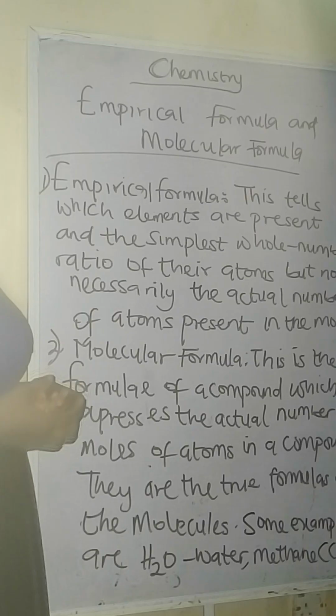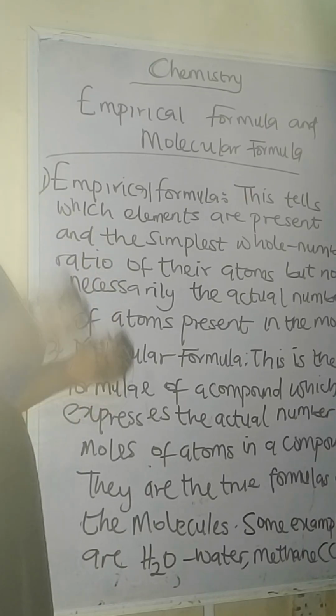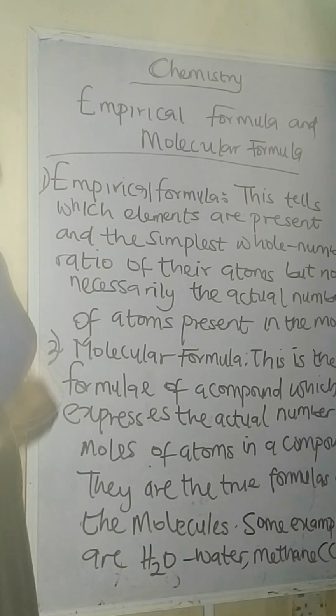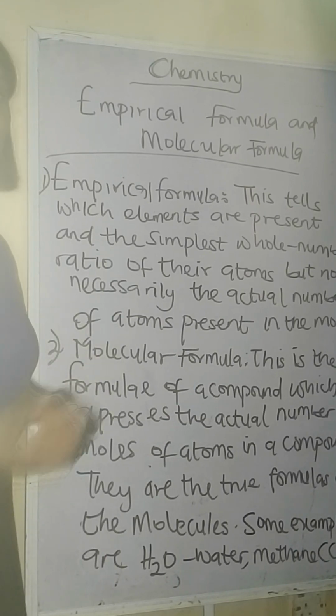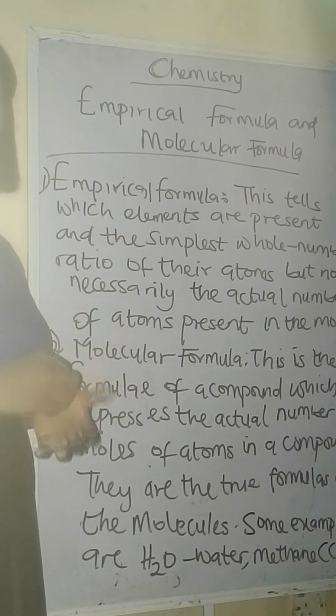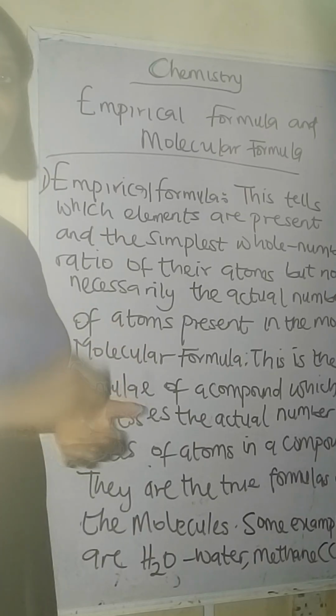It just tells us that this compound contains nitrogen and hydrogen. This compound contains hydrogen and oxygen. But it's not necessarily the actual number of atoms that is present in that particular molecule or compound.